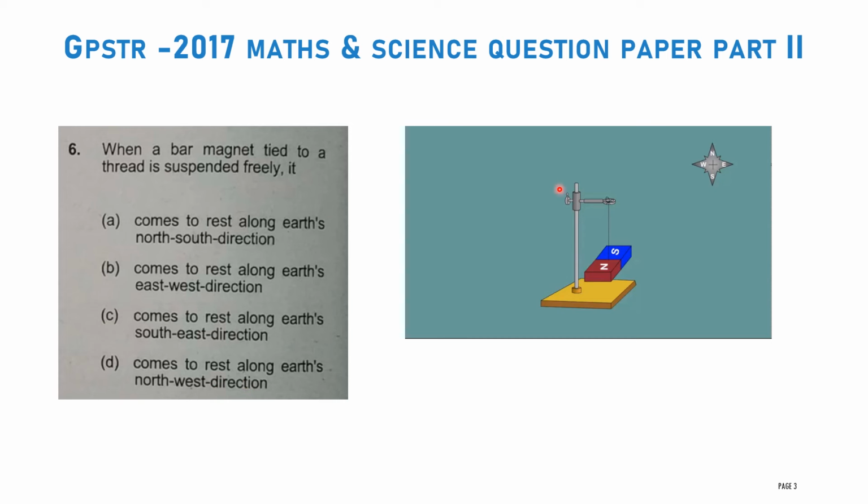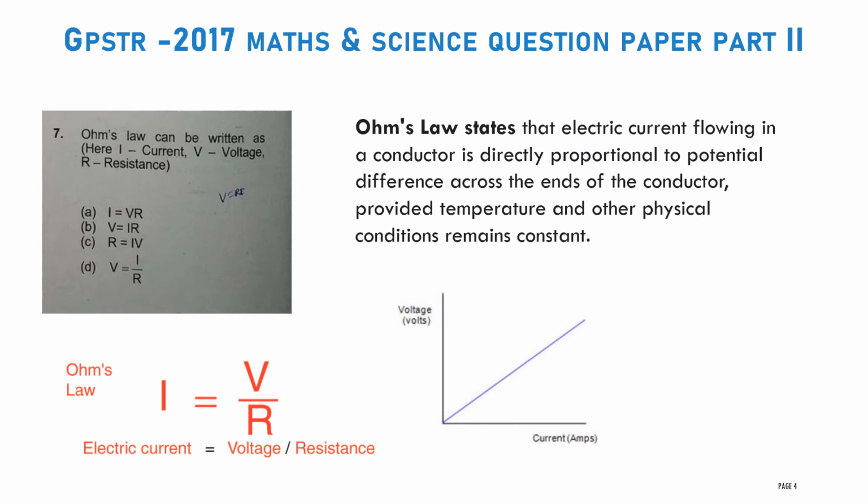Direct question. When you freely suspend a bar magnet in the air, then normally it will come to rest along earth north-south direction. Therefore, the correct answer is that it will come to rest along earth north-south direction. Let us see the next question.